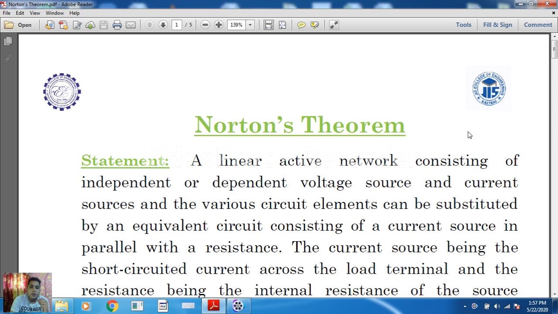Hello everyone. So today we are going to do Norton's theorem. In the previous classes of this particular module, that is the DC network theorems, we have already done the superposition theorem and the Thevenin theorem. Now today we are going to do the Norton's theorem.